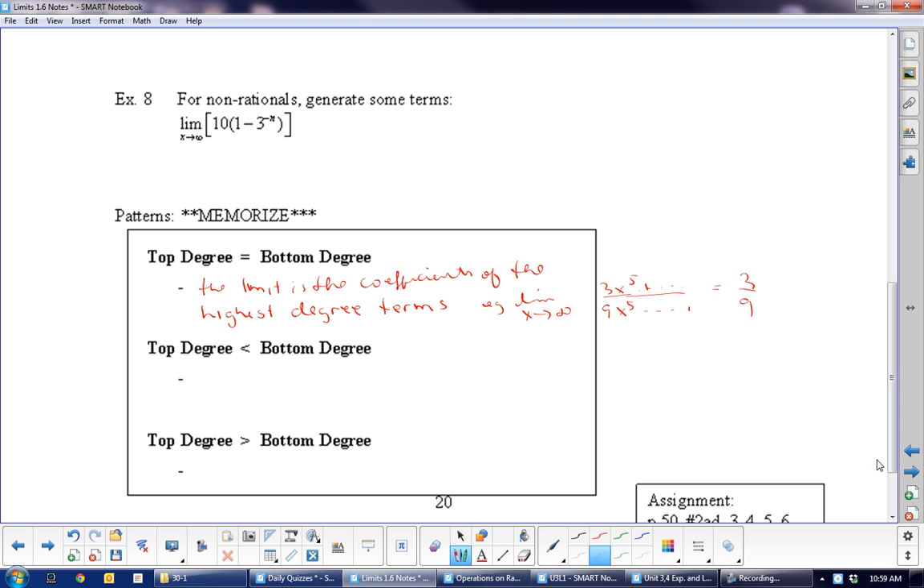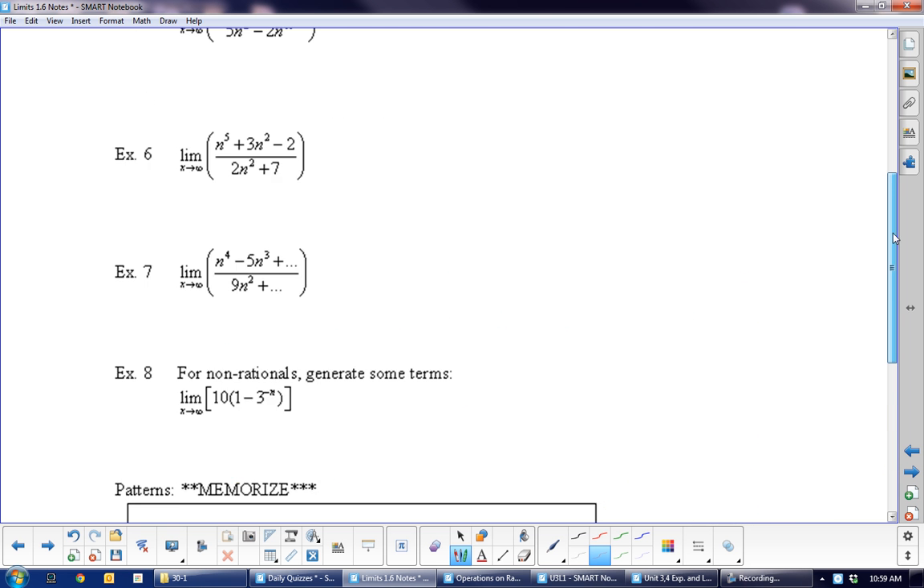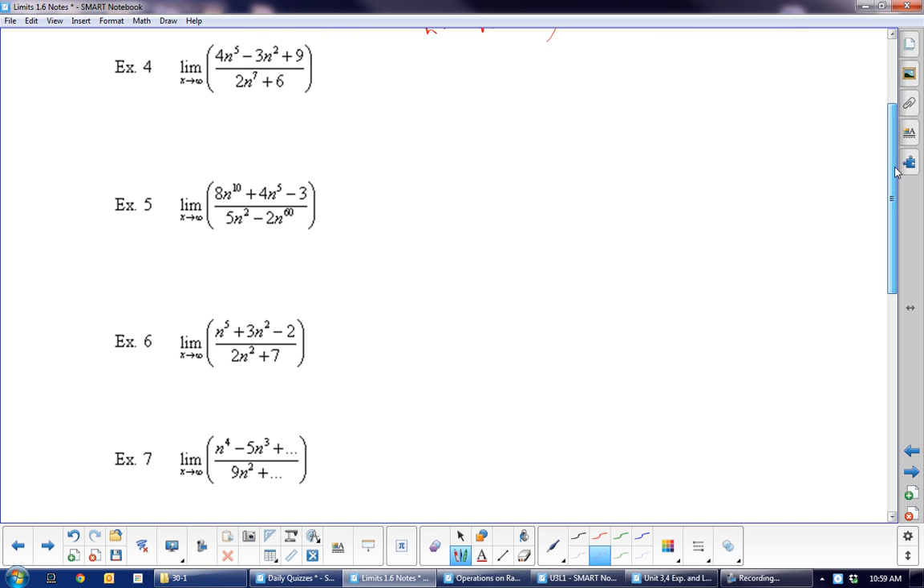If there was a 12x to the 6 somewhere else in the bottom, I am not going to be doing top degree equals bottom degree, because there's an x to the 6 in the bottom. Therefore, we're running into a different scenario. Okay. Let's go up to example 4.